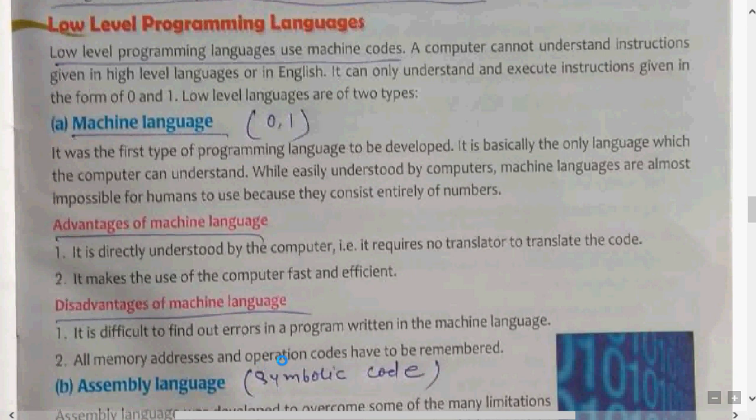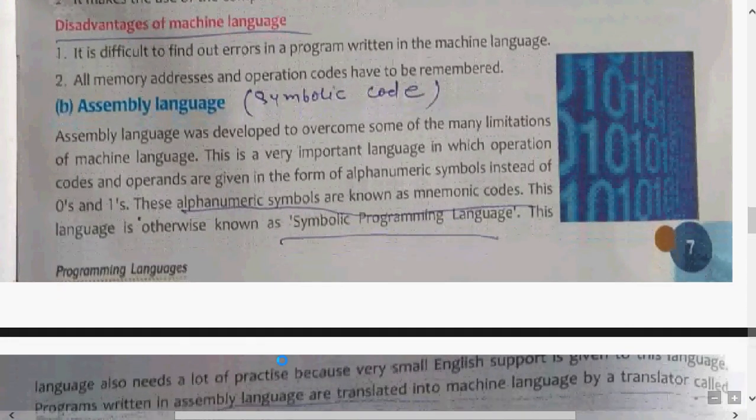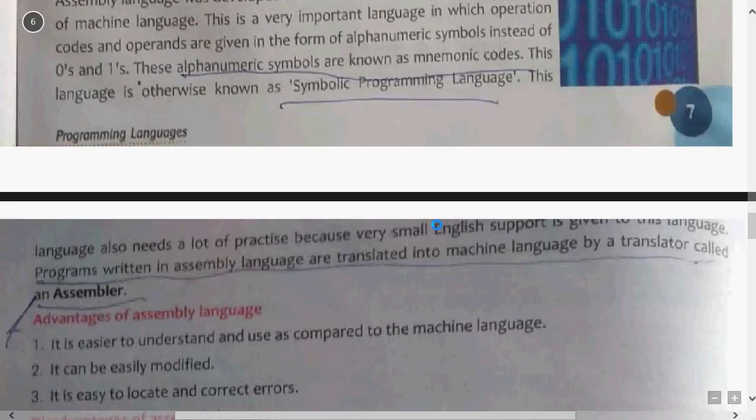Next is the assembly language, which was much easier than machine language, because here we use symbolic code, alphanumeric symbols, instead of 0s and 1s. That is known as mnemonics code. And assembly language is sometimes called symbolic programming language. Programs written in assembly language are translated into machine language by a translator, and that translator is called an assembler.